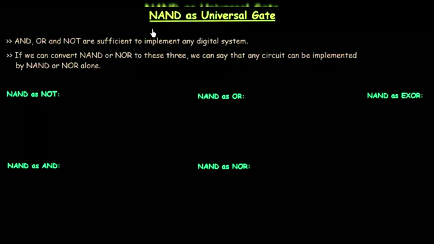In this lecture, we will discuss why NAND is called a universal gate. In the first lecture of logic gates, I told you we have 2 universal gates, NAND and NOR. We call them universal gates because we can implement any digital system by using NAND or NOR. Now I have to prove this statement. NAND and NOR are called universal gates, and for this we will first revise basic gates.